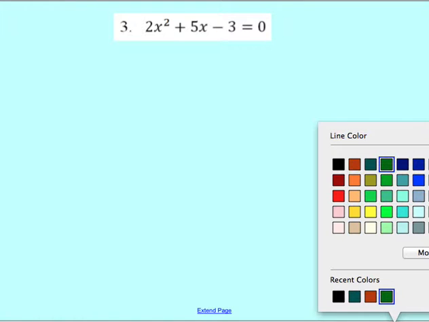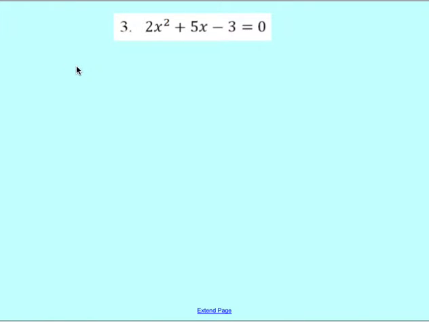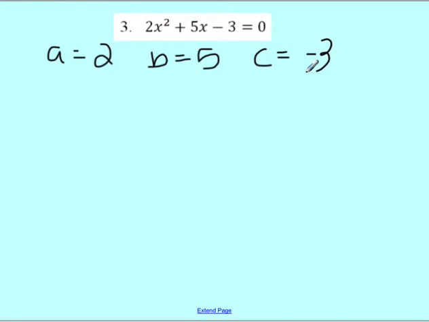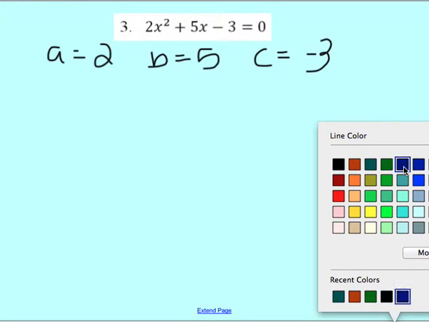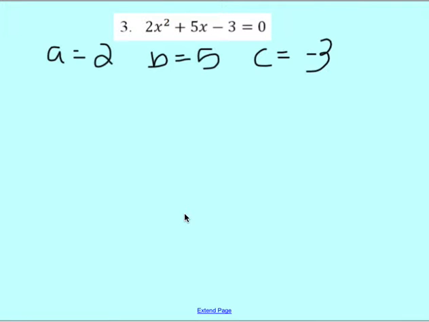Next, let's take a look at number 3. For number 3, we need to assign our A, our B, and our C values. So our A is 2, our B is 5, and our C is negative 3. So now we're ready to plug that into the quadratic formula.